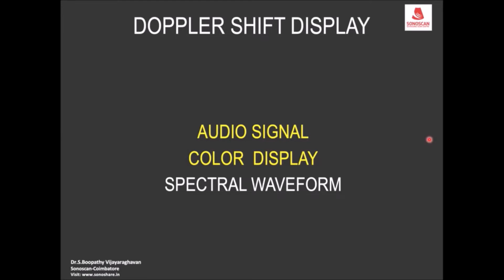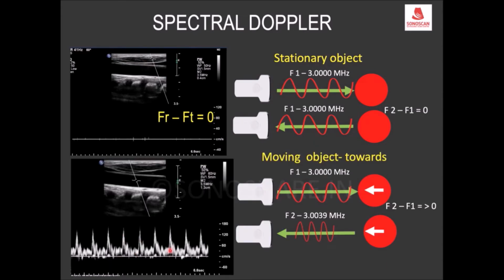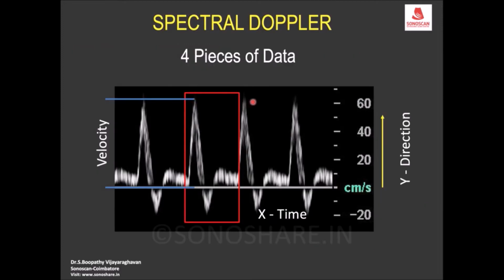The next display is the spectral waveform. So here you take this example. Now here this is as a curve. It is like the ECG pointer. So each sample volume is like the ECG, velocity is 60 centimeters per second. So the velocity information is known, and the last information we get is the nature of flow.